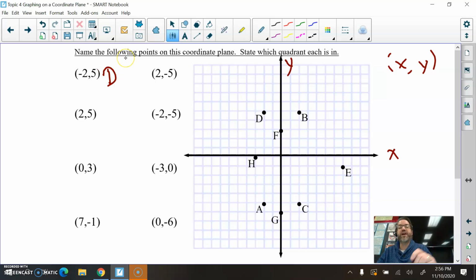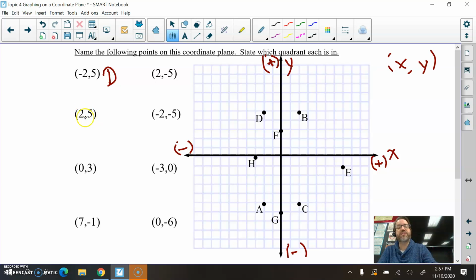Okay. Now again, just as a reminder, on the x-axis, anything to the right of the origin is in the positive direction. To the left of the origin is in the negative direction. For your y-coordinate, your second number, up is positive, and down is negative. Okay? So the positives and the negatives are just telling you what direction you need to move in relation to the origin. So (-2, 5), starting at the origin, we went 2 left, and then we go up 5, and there's D.